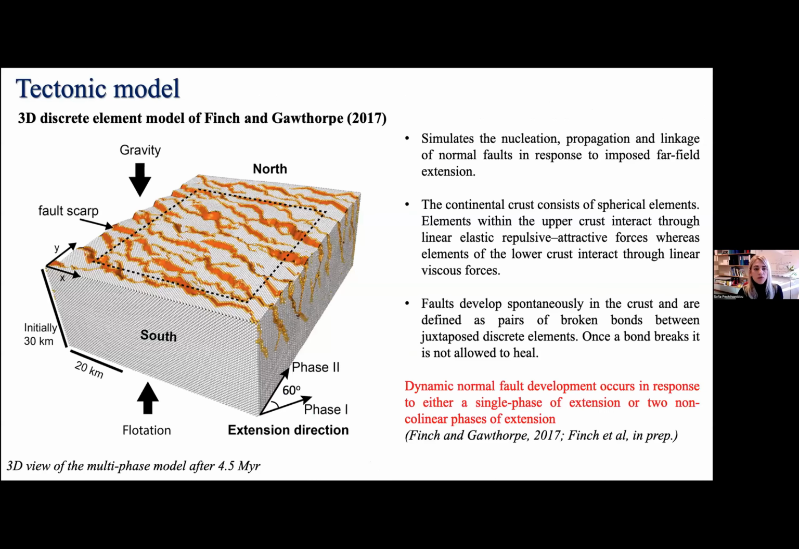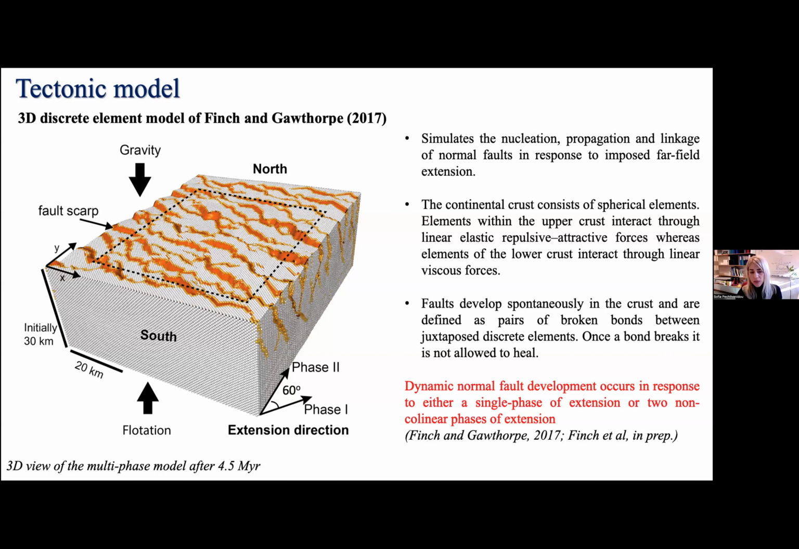So we use output from the tectonic model of Finch and Gawthorpe, published back in 2017. This is a 3D discrete element model that simulates the nucleation, propagation, and linkage of normal faults. In this model, the continental crust consists of spherical elements, which interact in the upper crust through linear elastic repulsive-attractive forces, whereas in the lower crust they interact through linear viscous forces. Faults develop spontaneously and are defined as pairs of broken bonds between juxtaposed discrete elements. And once a bond breaks, it's not allowed to heal.